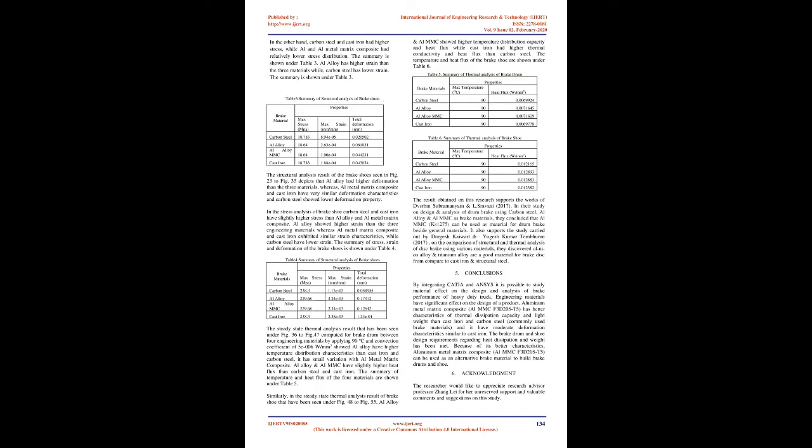Aluminum metal matrix composite brake shoe showed maximum and minimum temperature of 90 °C and 88.038 °C respectively. The maximum and minimum total heat flux of 0.012883 W/mm² and 0.00017891 W/mm² respectively. Fig 50 and 51 show the temperature and heat flux of aluminum alloy brake shoe.